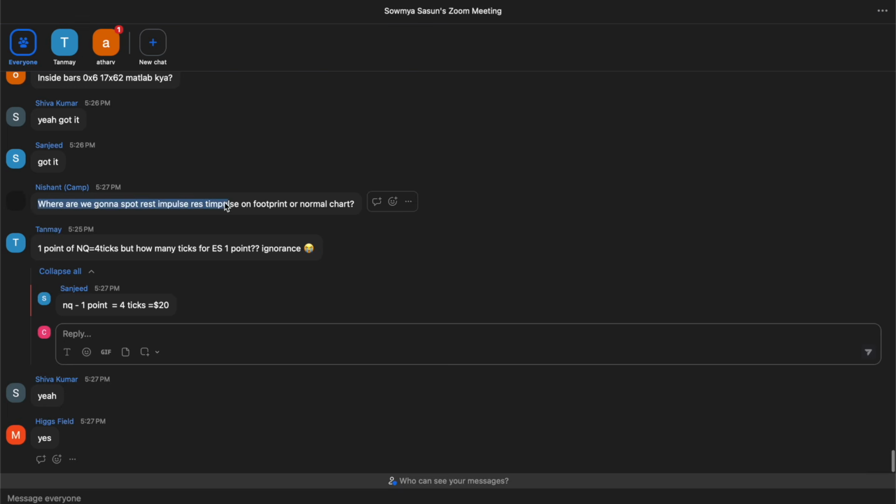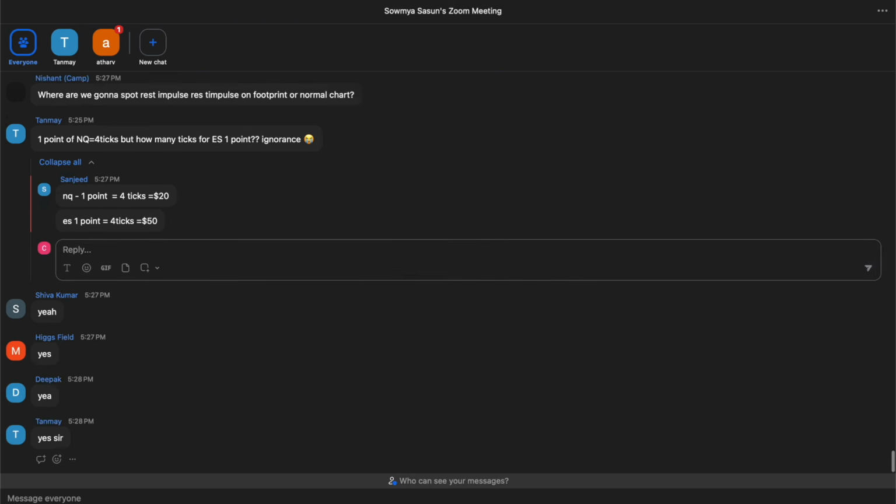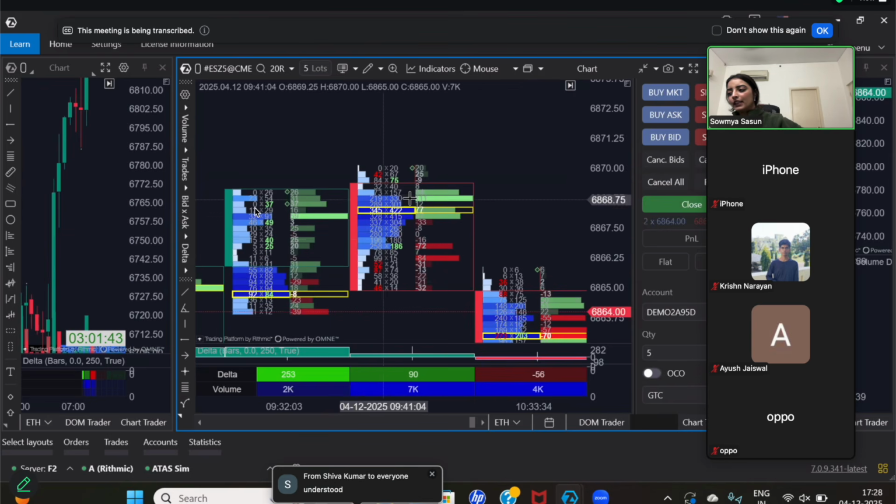Cool. Where are we going to spot rest, impulse, rest, on the footprint or the normal chart? That is the normal chart. We'll come to that. Did you guys understand what I just said? Tell me quickly, then we can wrap up the session. I think you all are getting bored too. Okay, so volume is here and this is the delta. Now let's talk about what delta is. Nope, it's not boring at all. Thank you very much for saying that.